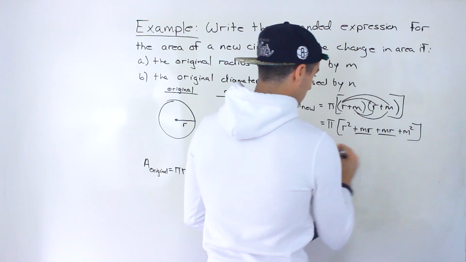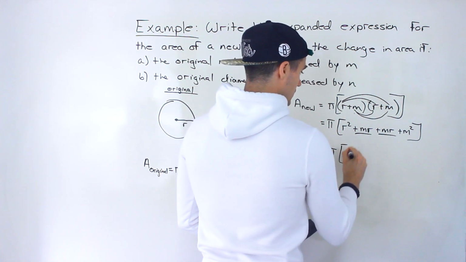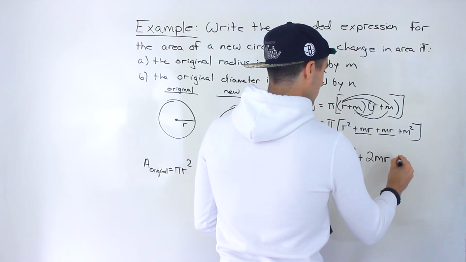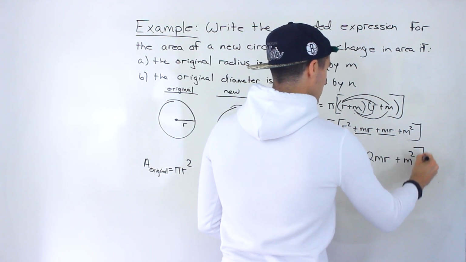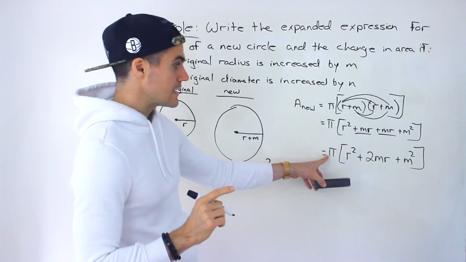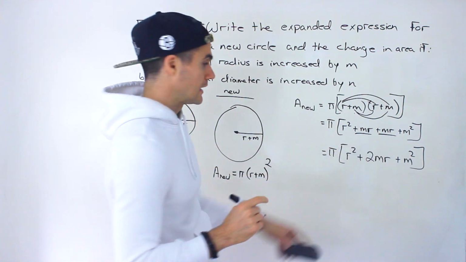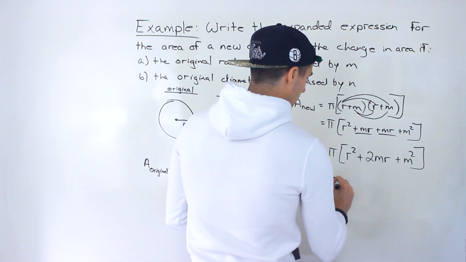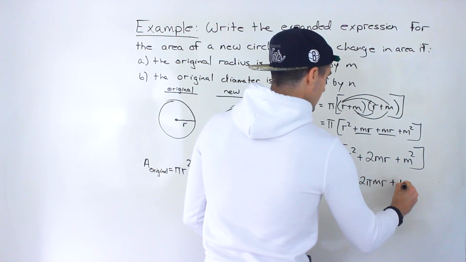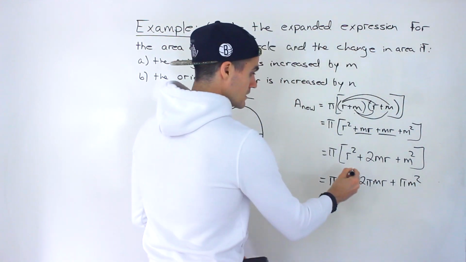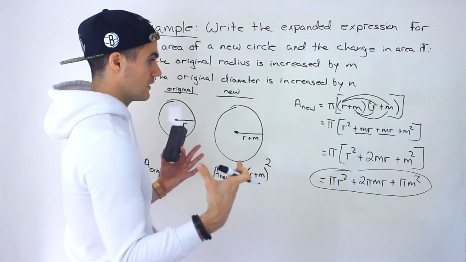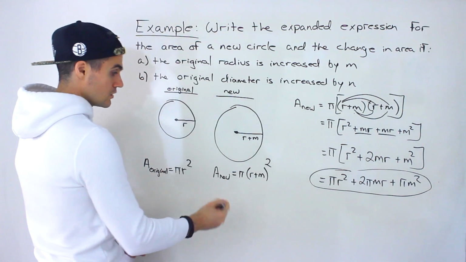And then these two are like terms. So we'd end up with r squared plus 2mr plus m squared, like that. And then what we could do is take this pi and distribute it into the bracket. So we'd end up with pi r squared plus 2 pi mr plus pi m squared. So this here represents the fully expanded expression for the new area of the circle.